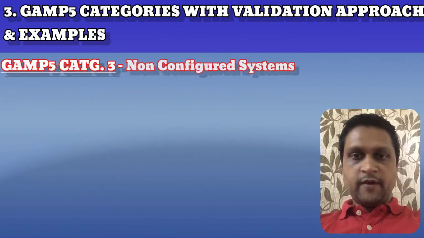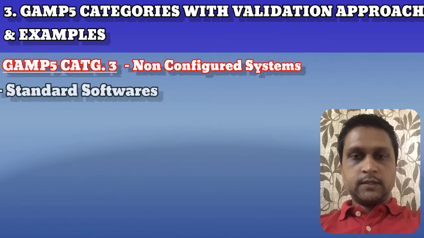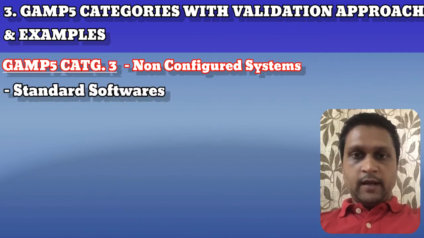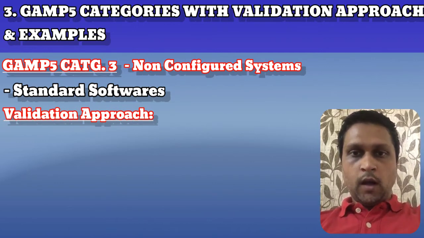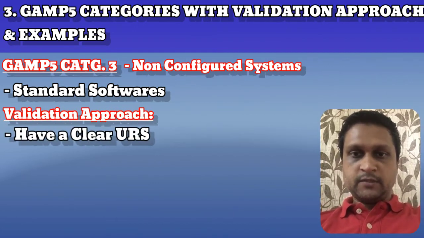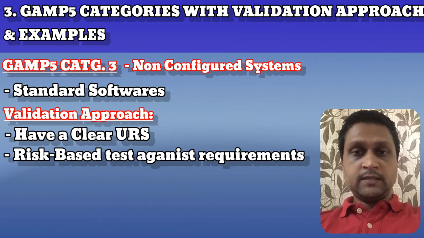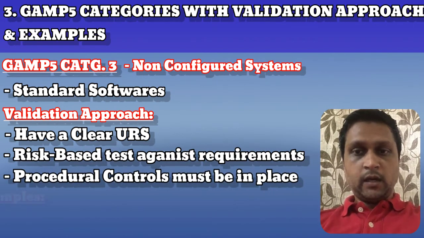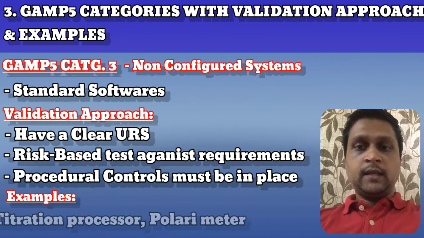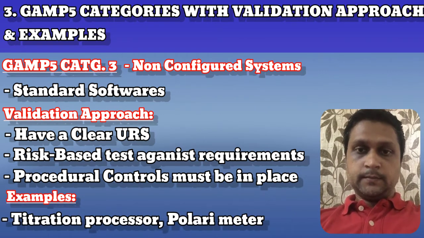Now talking about GAMP5 category 3, that is non-configured systems or standard software, the validation approach is as follows. There must be a clear URS, that is user requirement specification. There must be a risk-based test against these requirements. One must have procedural controls along with the technical controls, and the examples are the titration processor and polarimeter.